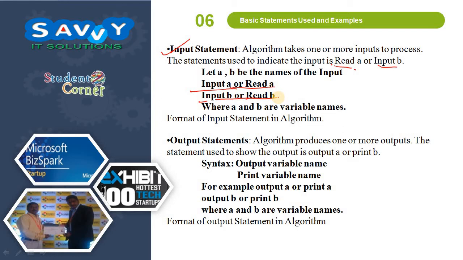And for the output statement, we need to use output or print. So output variable name, print variable name. For example, output B or print B.